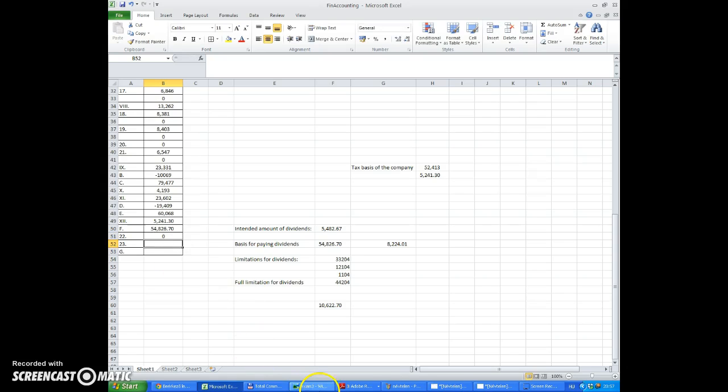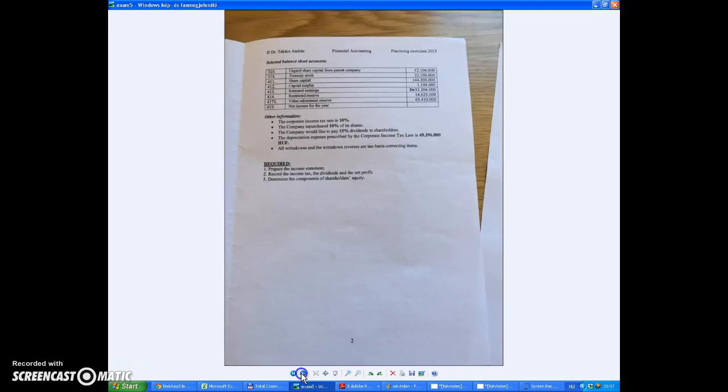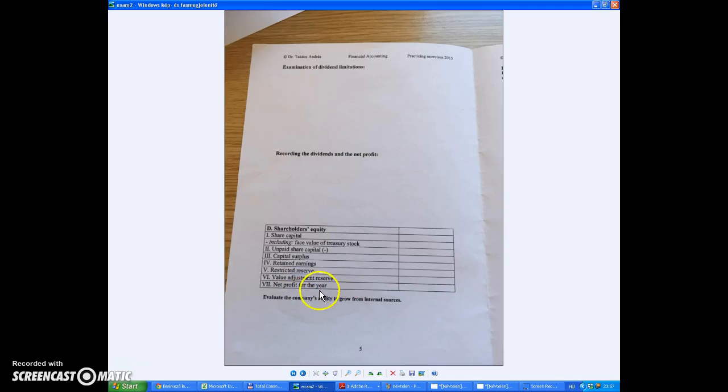dividends. And the company has paid 15% of its profit after tax as dividend, and if I subtract dividends from the profit after tax, then I get the net profit of the year, and we have to put this amount here as the net profit of the year. So this comes to net profit of the year. And evaluate the company's ability to grow from internal resources.